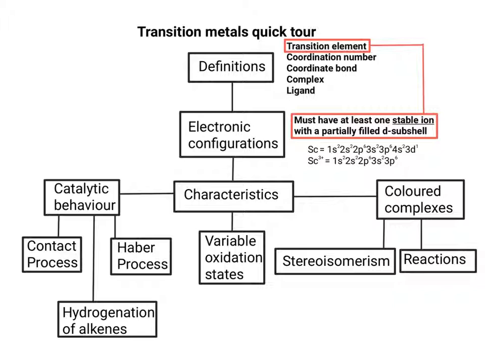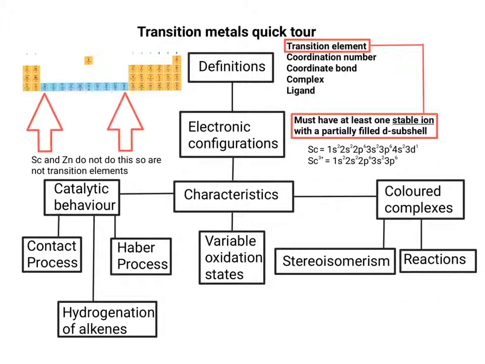So looking at scandium, for example, it's got one stable ion at 3+, and if you look carefully you'd have to take away an electron from the 3d subshell in order to achieve this, so it can't be seen as having one stable ion with a partially filled d subshell, so it's not a transition element.